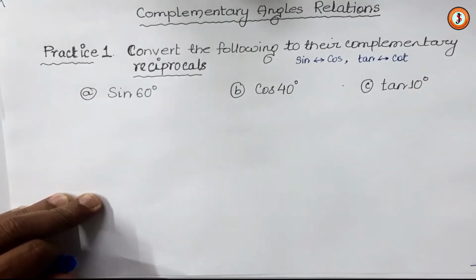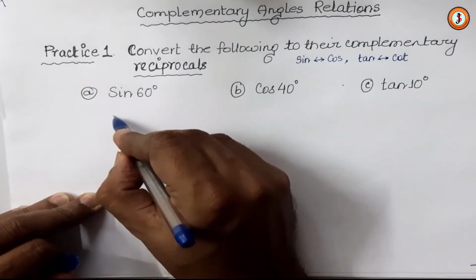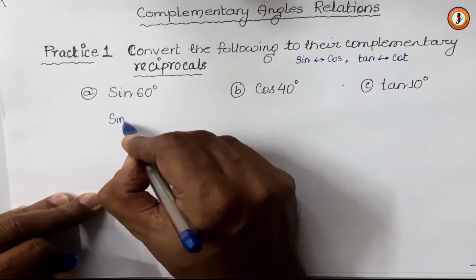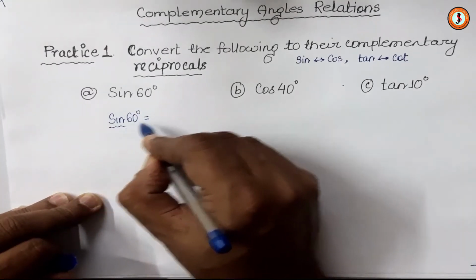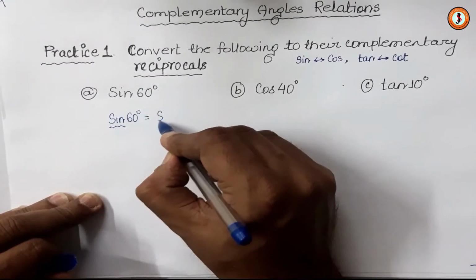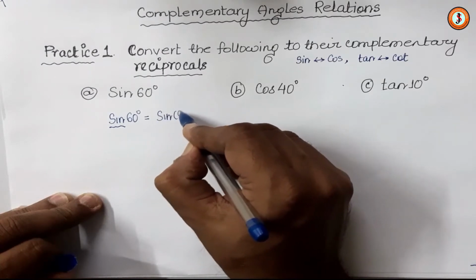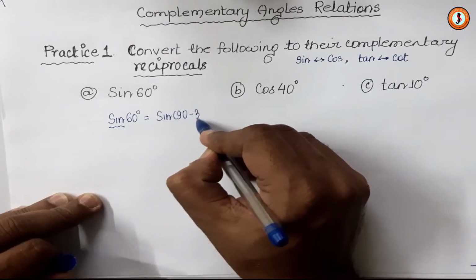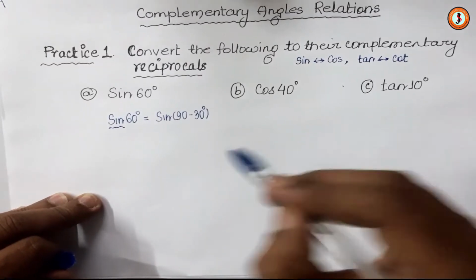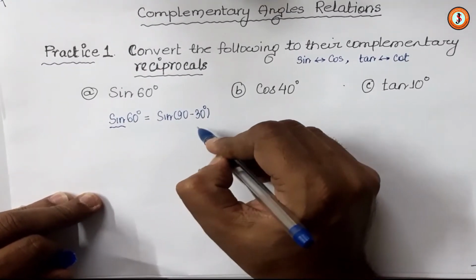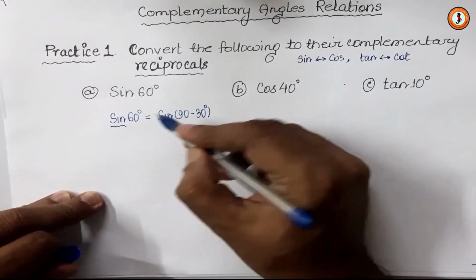Alright, so what I do is I take up the question like this, sine 60 degree. Now I don't change the ratio, I change only the angle. So I write this as sine 90 minus 30. That means I am writing 60 in terms of 90. So what will happen, this is sine 90 minus 30 which is sin 60, isn't it?